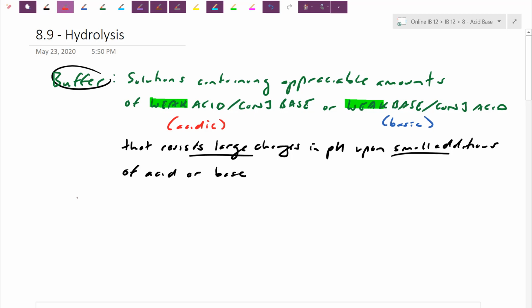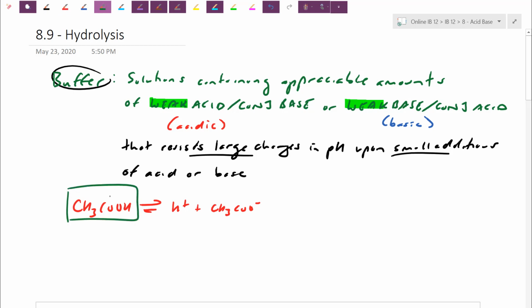So there were two ways of making these buffer systems. The easy way is to just start off with something that's weak, so let's say acetic acid. This is a weak acid, so it's going to be in equilibrium. It does release a proton, but because the Ka constant is so tiny, the bulk of the weak acid actually stays on this side.